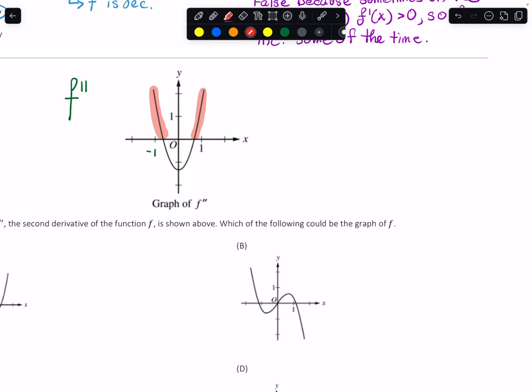So on the red pieces of the graph, because I'm looking at f double prime, I'm saying on those intervals, f double prime of x is greater than 0. What that has to mean on those red intervals is that f is concave up on the red intervals.